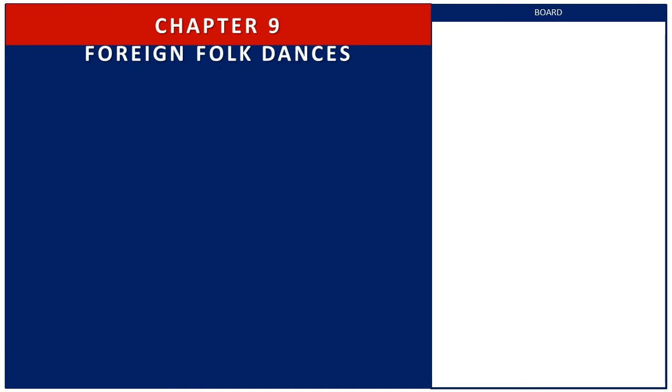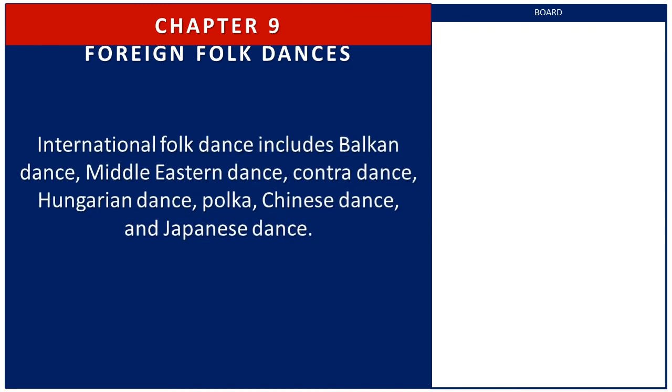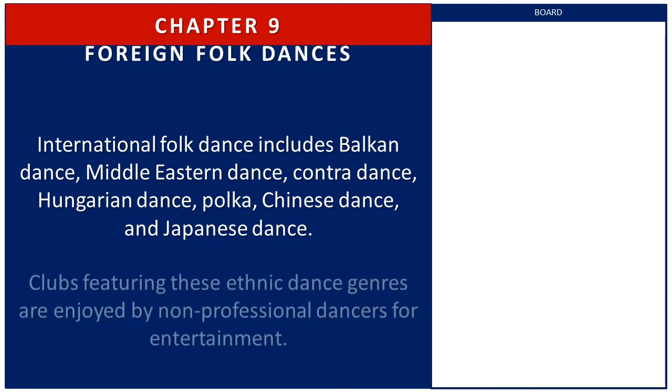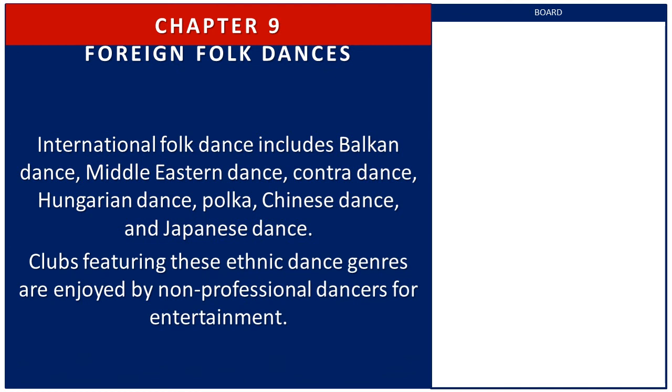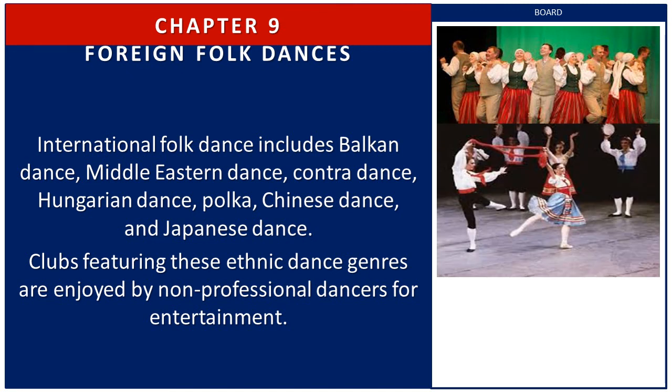And let us now move on to our chapter 9. It is about the foreign folk dances. International folk dance includes Balkan dance, Middle Eastern dance, contra dance, Hungarian dance, polka, Chinese dance, and Japanese dance. Clubs featuring these ethnic dance genres are enjoyed by non-professional dancers for entertainment. Here are some example pictures.